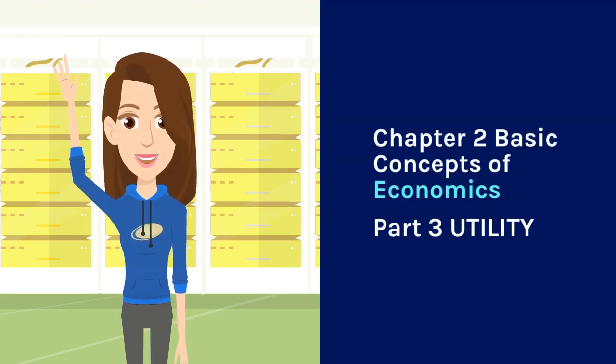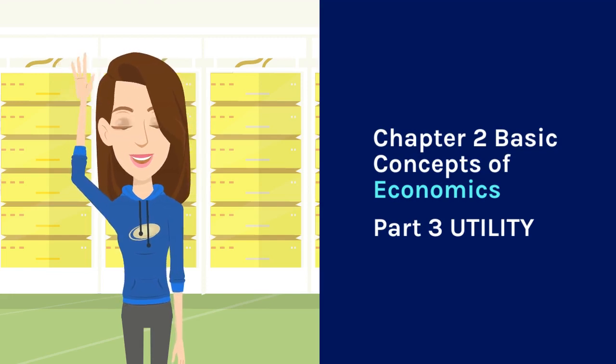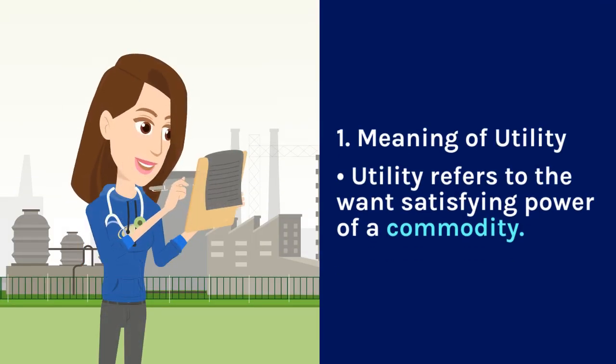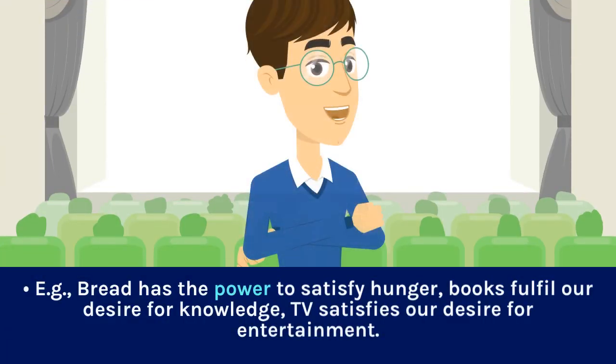Chapter 2, Basic Concepts of Economics. Part 3, Utility. 1. Meaning of utility. Utility refers to the want-satisfying power of a commodity. For example, bread has the power to satisfy hunger, books fulfill our desire for knowledge, TV satisfies our desire for entertainment.